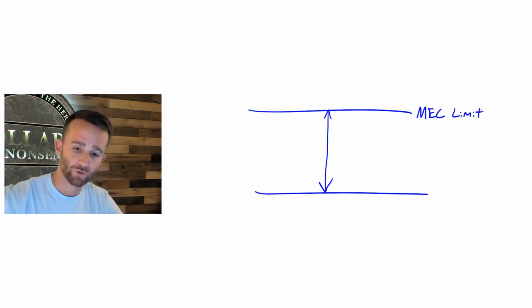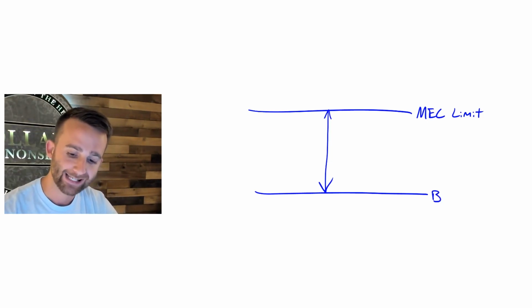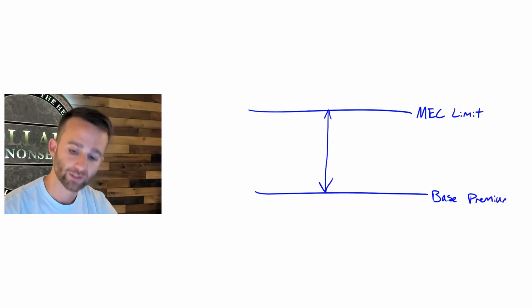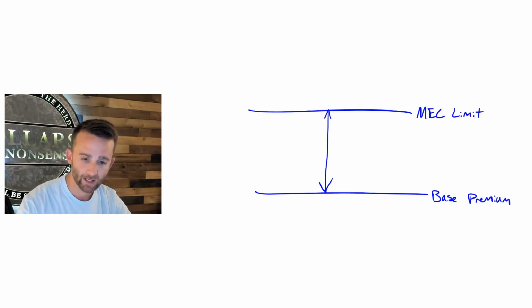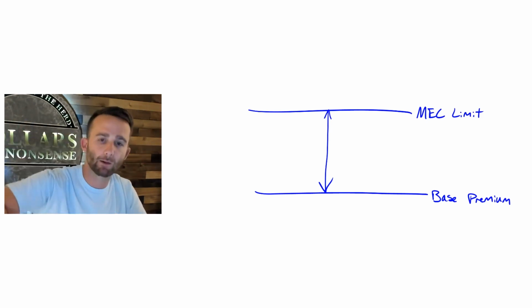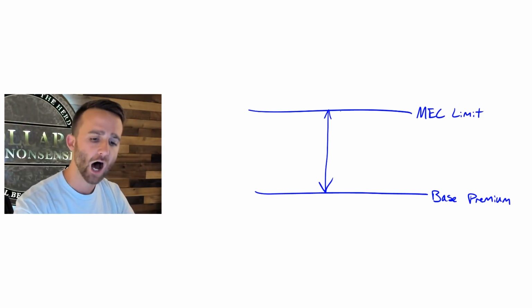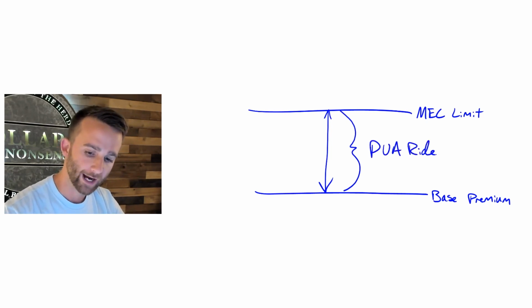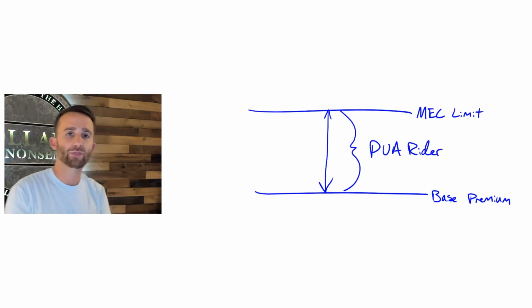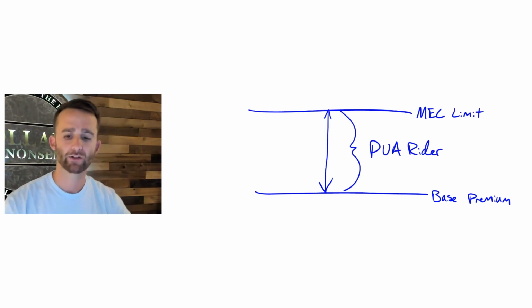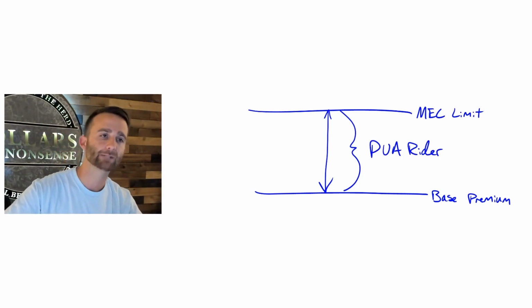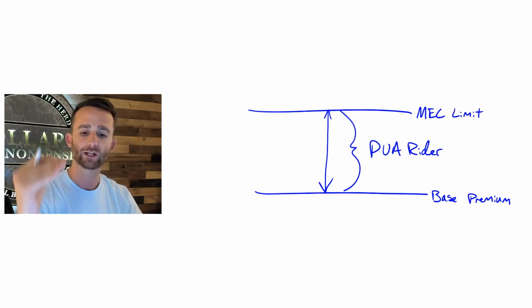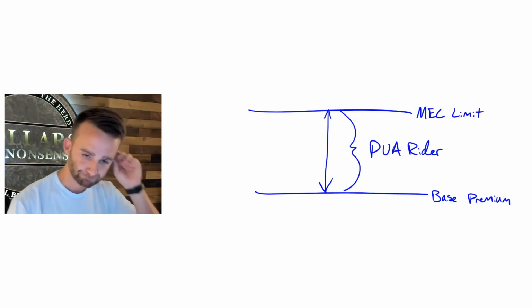At the bottom of the window is what's called a base premium. So at the top of the window is the MEC limit. The bottom of the window is what's called the base premium. And that's essentially the minimum contribution. And what fills up the window is what's known as the paid up additions rider, or the PUA rider. These are the main things to understand when describing a policy. So the top of the window is the MEC limit, the bottom is the base premium, and what fills up the window is this thing called a paid up additions rider.